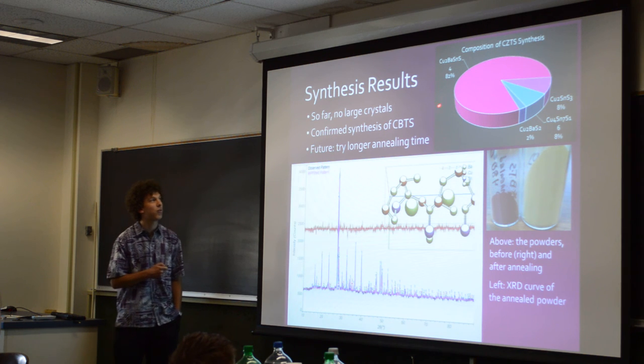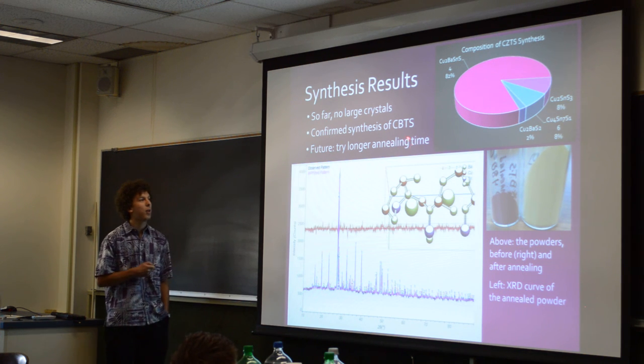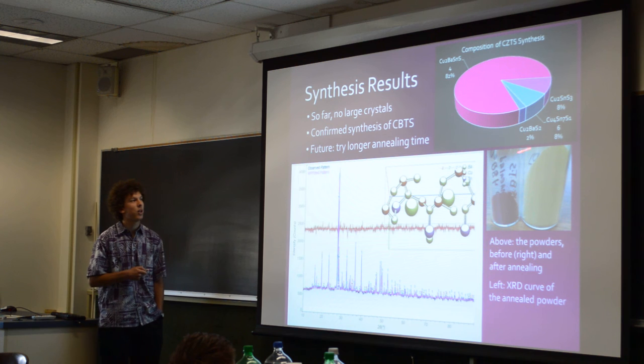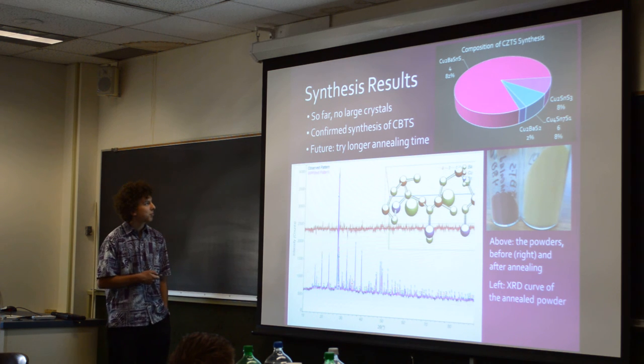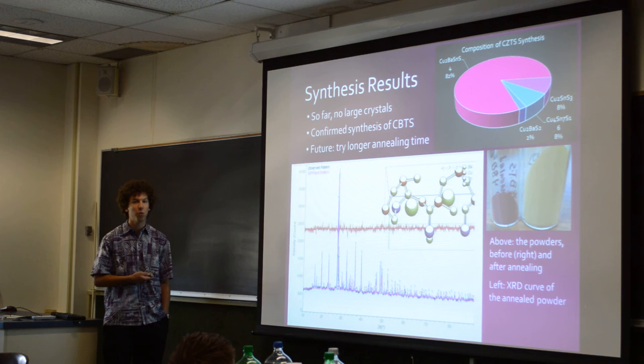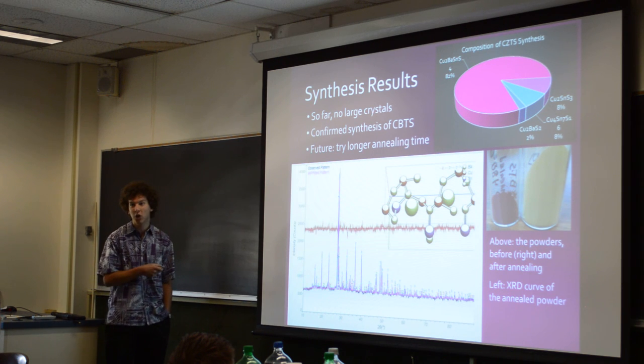It's copper barium tin sulfide, that's 82%. And then the rest, 18%, is other phases that we don't want. But for a first try, that's pretty cool. In the future, we're going to try a longer annealing time to hopefully get a single large crystal, and then we'll be able to do some cool tests on that.